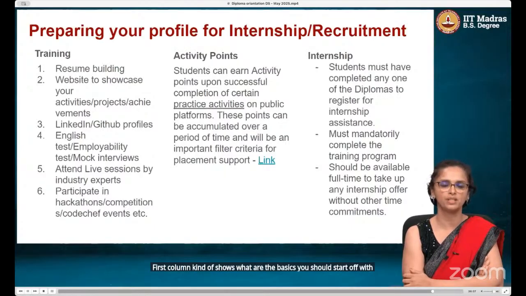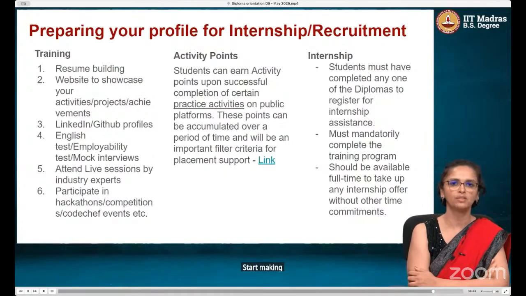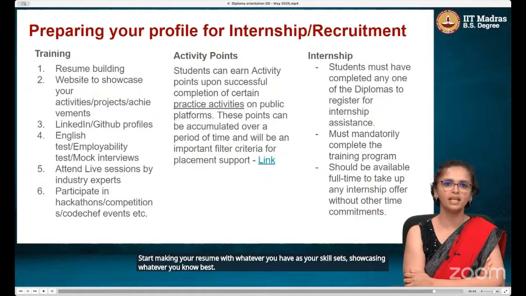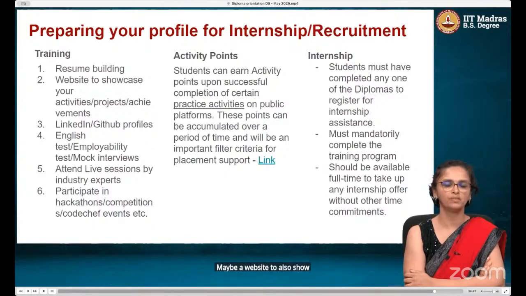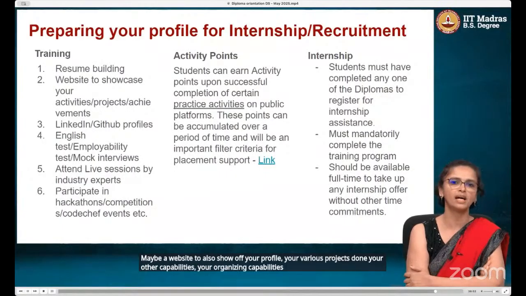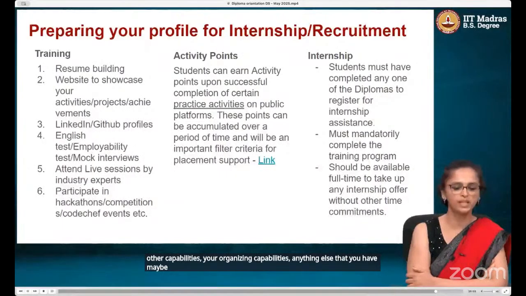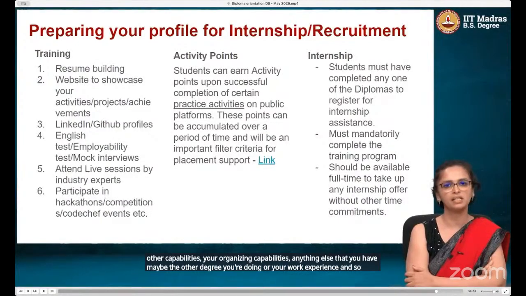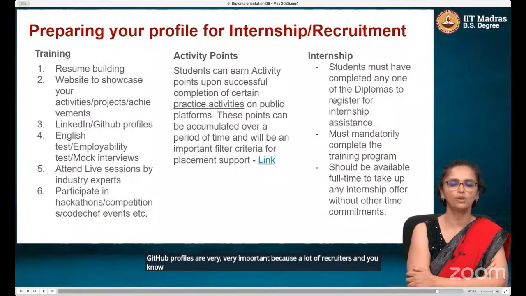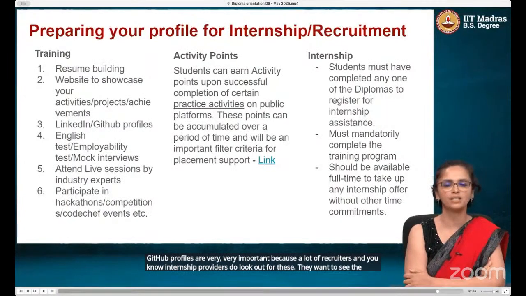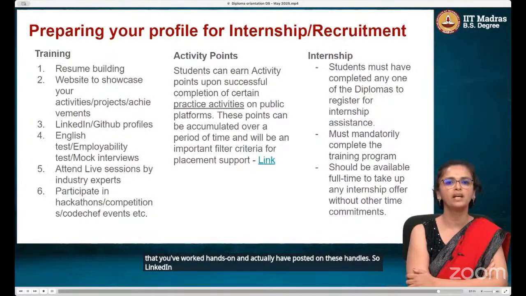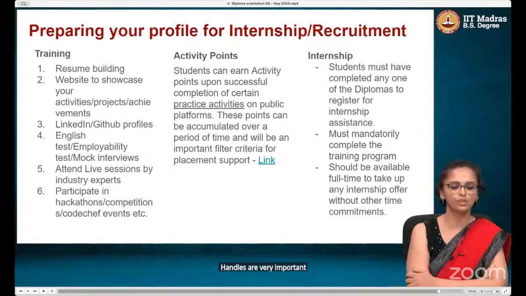The first column shows what are the basics you should start off with. You should start with your resume. Start making your resume with whatever you have as your skill sets, showcasing whatever you know best. Maybe a website to also show off your profile, your various projects done, your other capabilities, your organizing capabilities, anything else that you have, maybe the other degree you're doing or your work experience and so on. LinkedIn, GitHub profiles are very, very important because a lot of recruiters and internship providers do look out for these. They want to see the projects that you've worked on hands-on and actually have posted on these handles. So LinkedIn and GitHub handles are very important that you have to create for yourself.